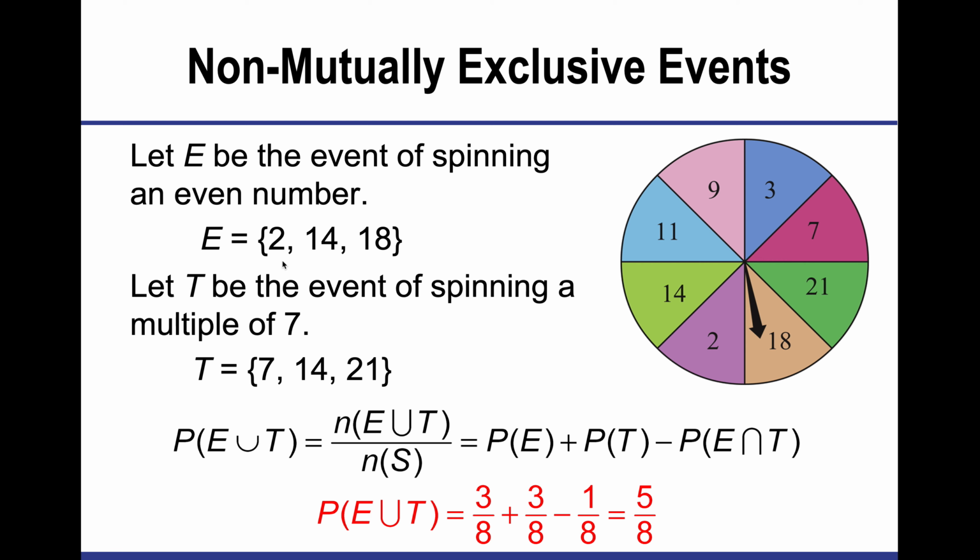So there are 3 items in my group E. There are 3 things that I can get out of 8 total spinners, 3 over 8. Same thing with T. There are 3 total options out of 8, so that's where the 3 over 8 comes from. Minus the common group, which is 14. There's only one thing in common, so it's minus 1 over 8, and that gives you 5/8. So this is only when there's overlap happening.